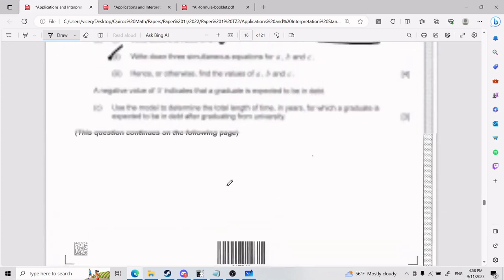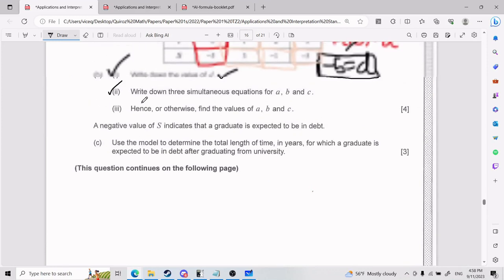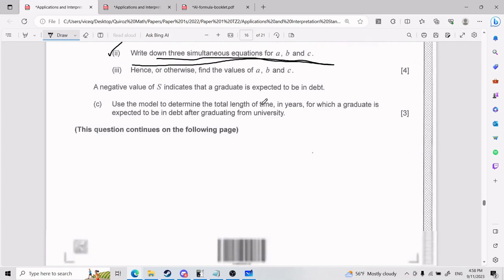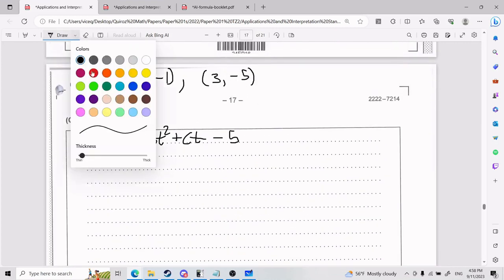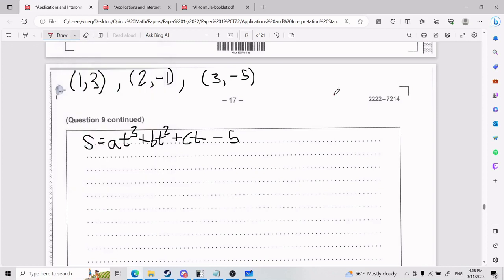And so part B, part double I asks us to write down 3 simultaneous equations for A, B, and C. Okay, cool. So I have 3 points, therefore I can make 3 equations. Right, interesting. So this one right here is the same as your x, okay? And in this context, my x is going to be my t.